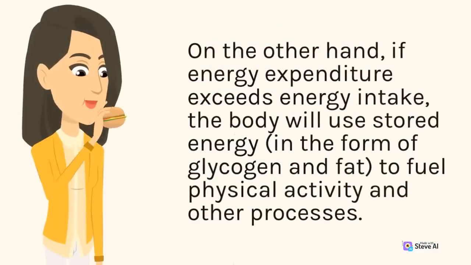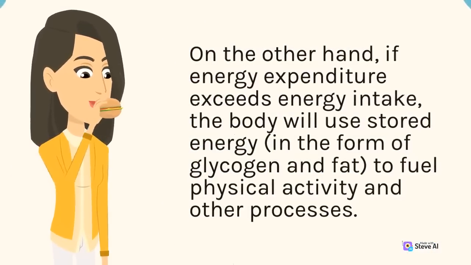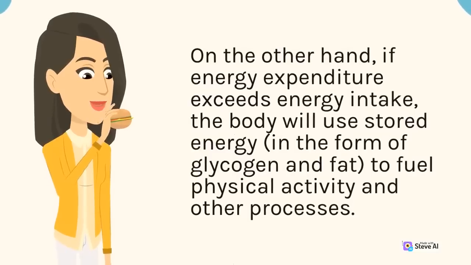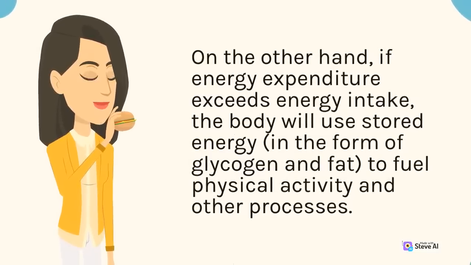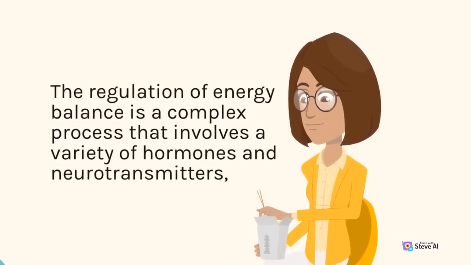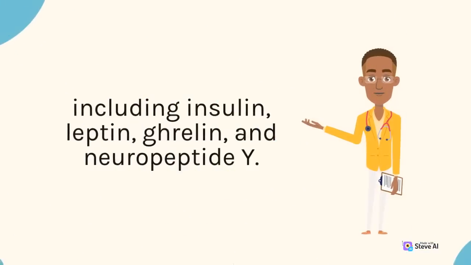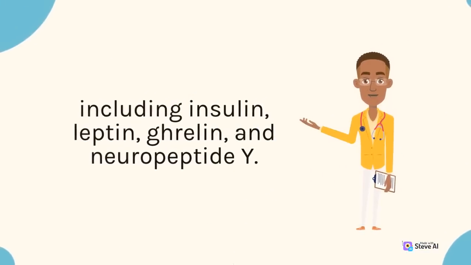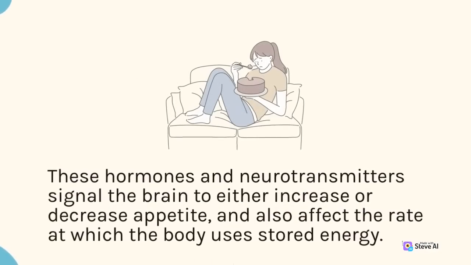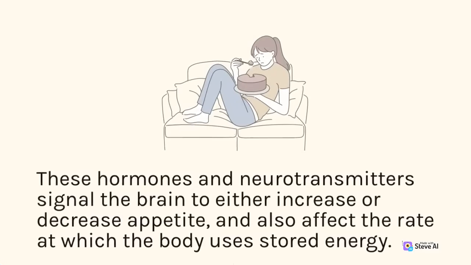On the other hand, if energy expenditure exceeds energy intake, the body will use stored energy, in the form of glycogen and fat, to fuel physical activity and other processes. The regulation of energy balance is a complex process that involves a variety of hormones and neurotransmitters, including insulin, leptin, ghrelin, and neuropeptide Y. These hormones and neurotransmitters signal the brain to either increase or decrease appetite, and also affect the rate at which the body uses stored energy.